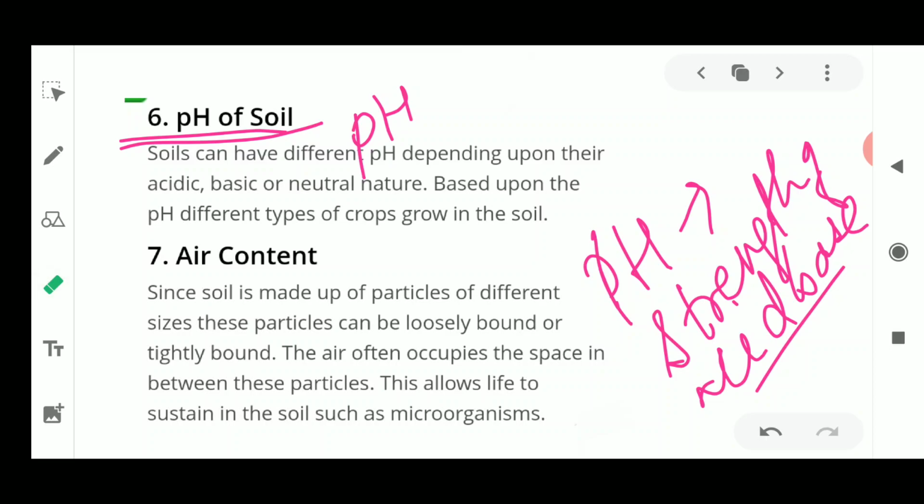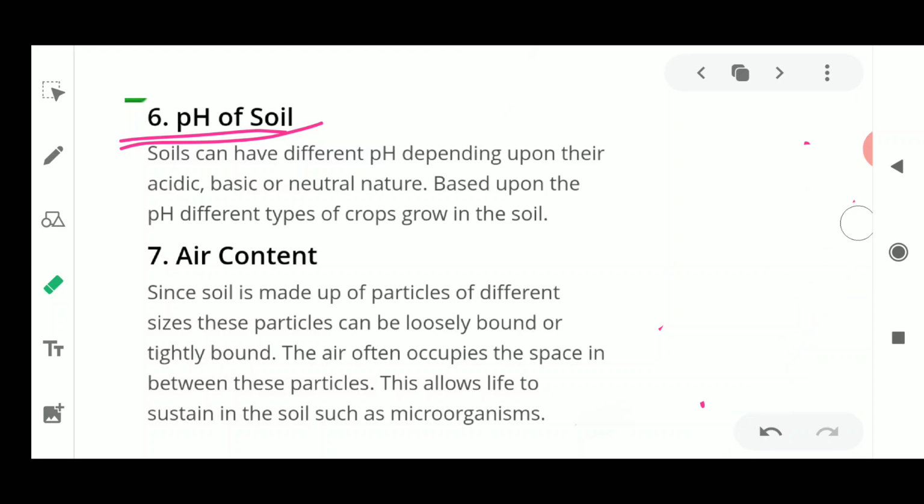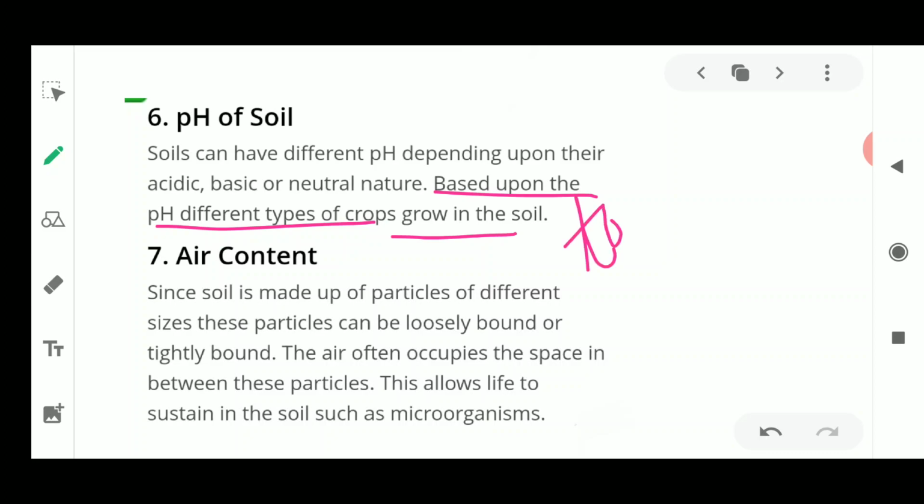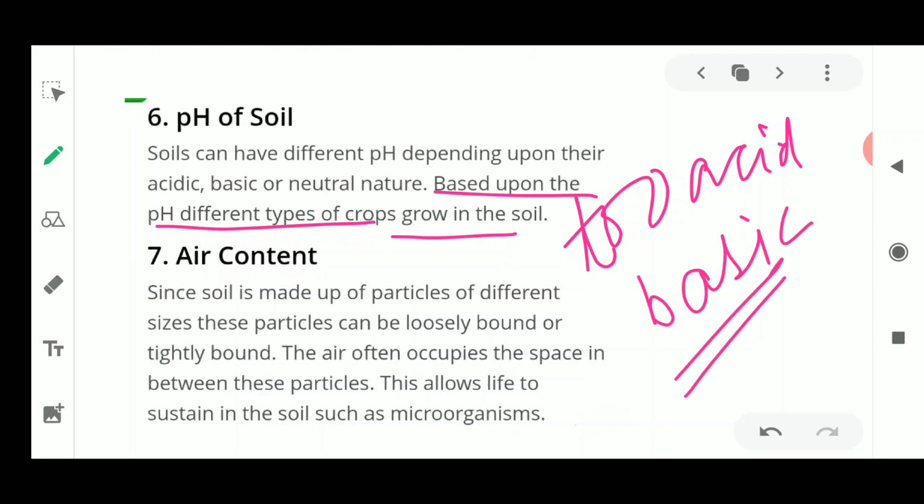So soil could have a different pH depending upon its acidic, basic or neutral nature. Why does this nature have to be tested, and what is the need? Different crops are grown based upon the pH values. Why can different crops not survive everywhere? Because if the soil is too acidic or too basic, then in both conditions the soil could not help in the survival of these plants. So a plant will only survive in soil which is neither too acidic nor too basic.